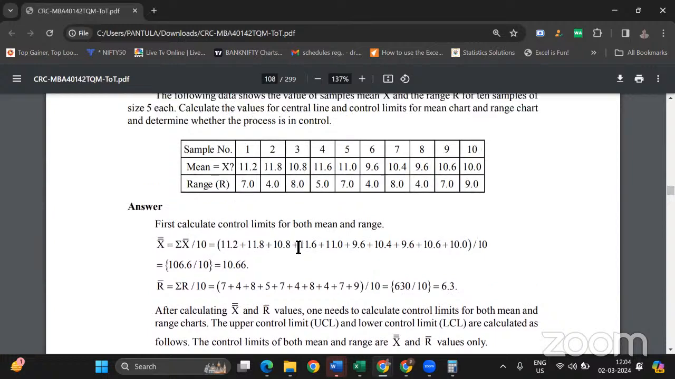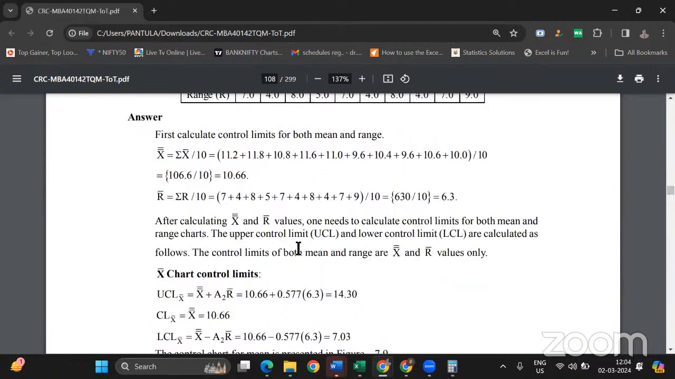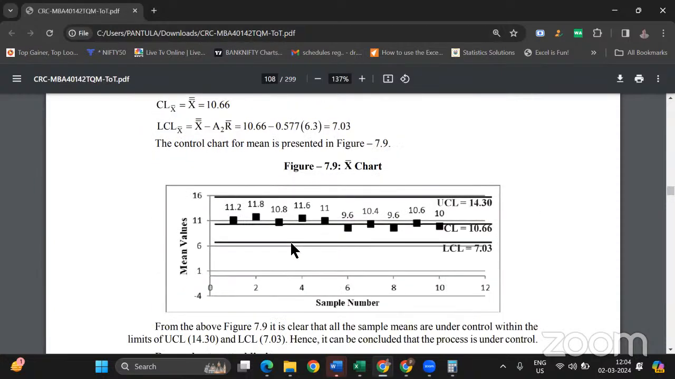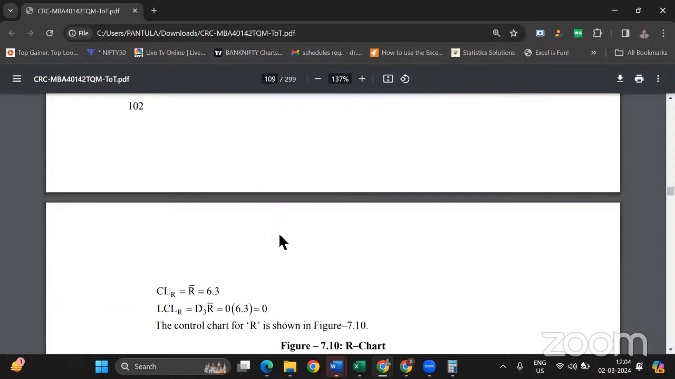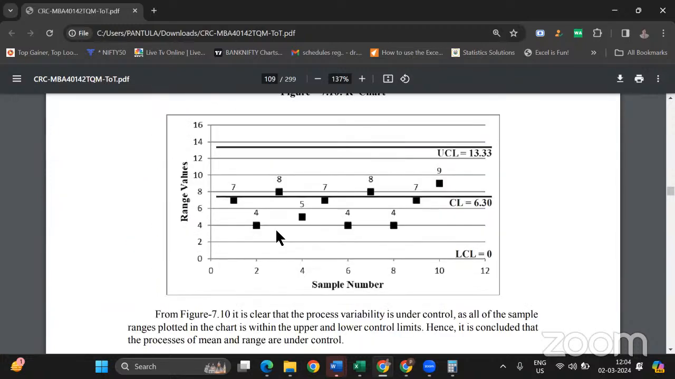Now you can see the upper control limit and lower control limit, and we can draw the charts. Next, the range chart control limits. Now the upper control limit uses D4. Like the same thing, the upper control and lower control values are given.